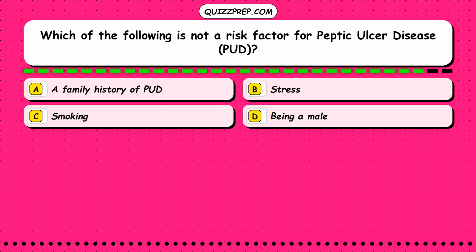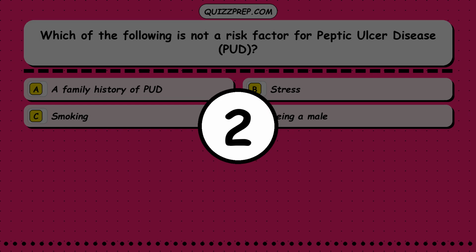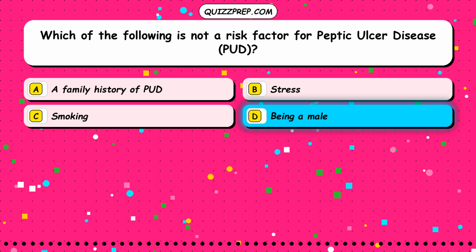Question 123. Which of the following is not a risk factor for peptic ulcer disease, PUD? Option A, a family history of PUD. Option B, stress. Option C, smoking. Option D, being a male. The correct answer is option D, being a male.